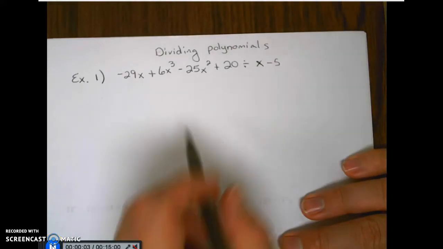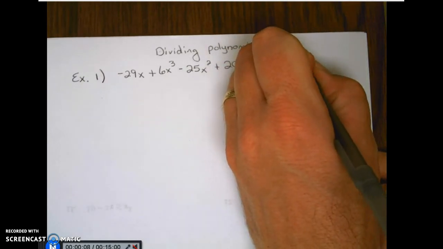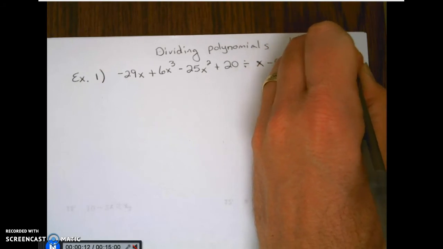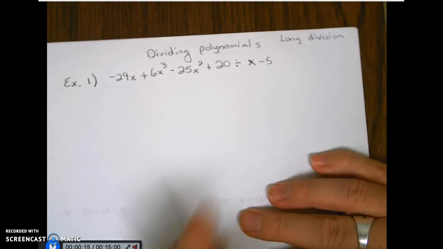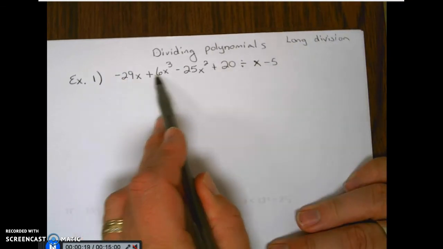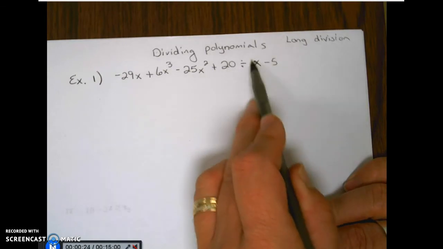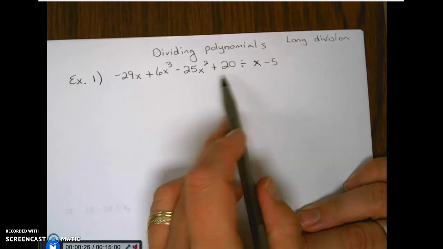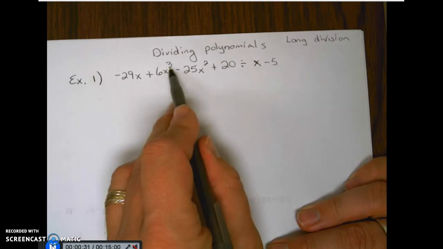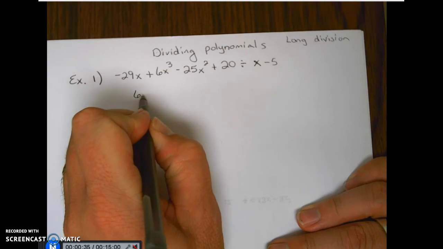Alright class, tonight we're going to look at dividing polynomials, and we're going to do it using long division. So to divide polynomials using long division, we're going to take this polynomial right here and divide it by this polynomial right here. So the very first thing we want to do is order the terms starting with our highest exponent.